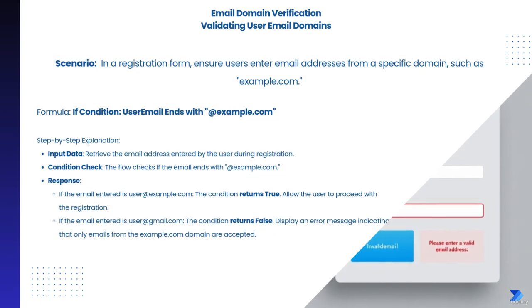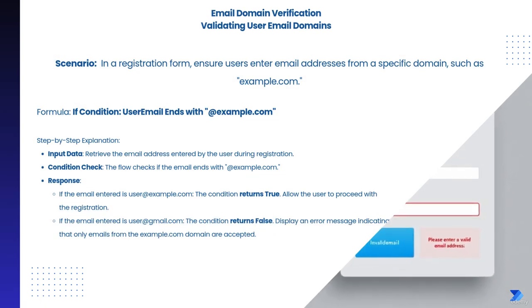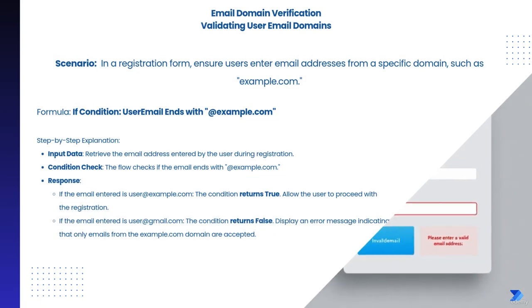Example 2. Email domain verification scenario. In a registration form, you want to ensure that users enter email addresses from a specific domain, such as example.com. The flow checks if the email provided ends with @example.com. Formula: if condition. User email ends with @example.com.